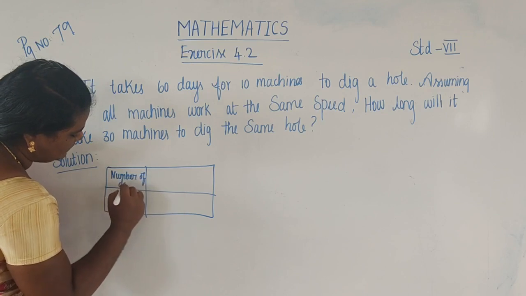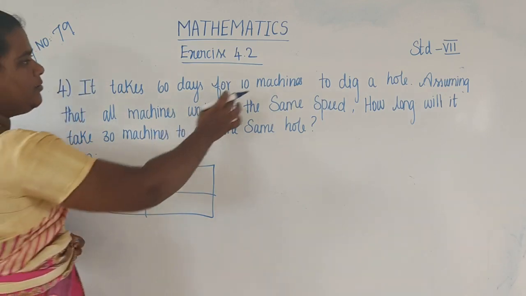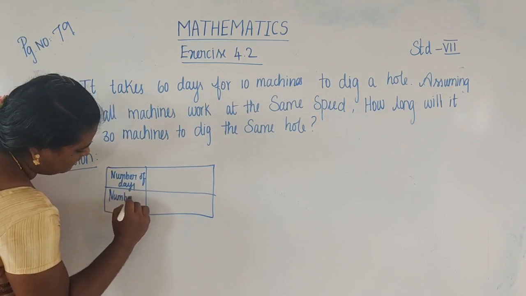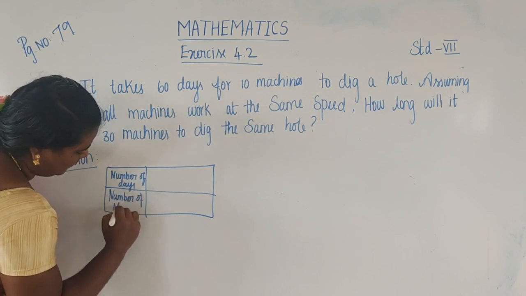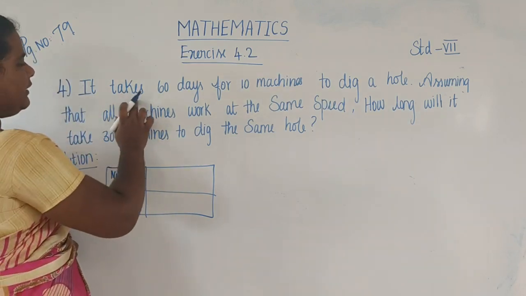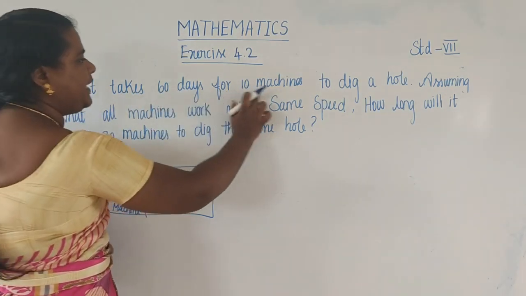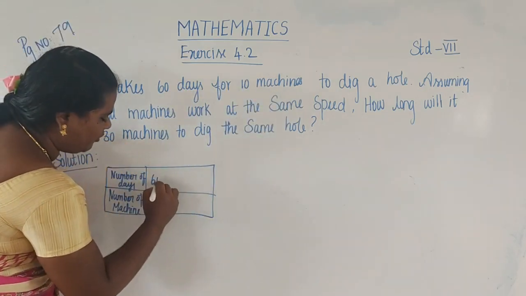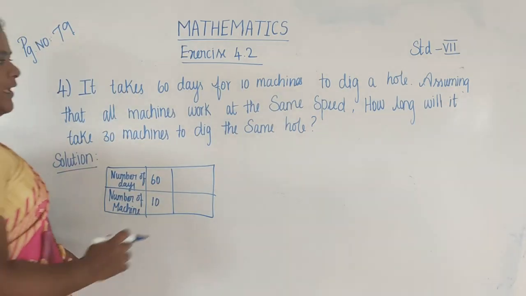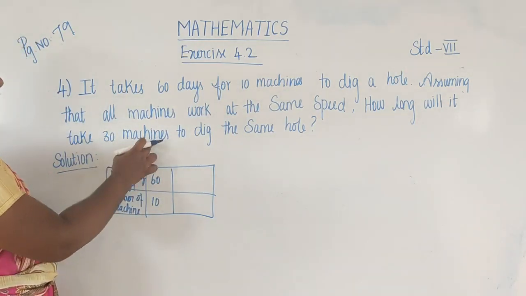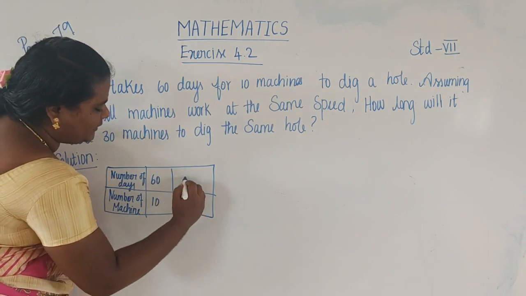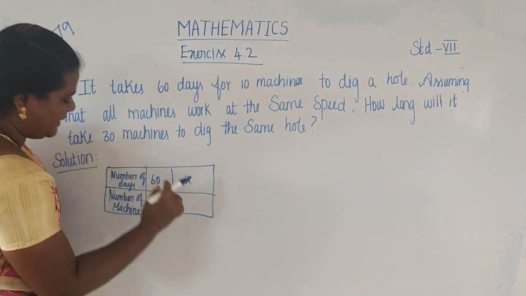So number of days and number of machines. It takes 16 days for 10 machines. And second one is 30 machines. So how many days? So the unknown variable we take as x. Okay, so 30 machines.